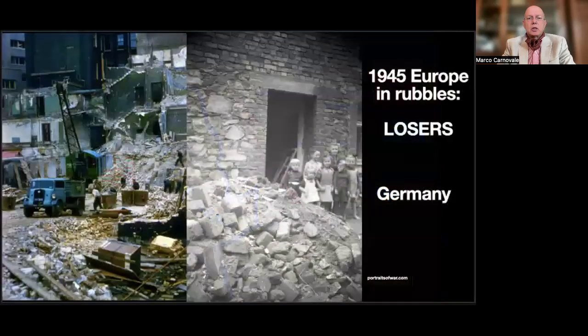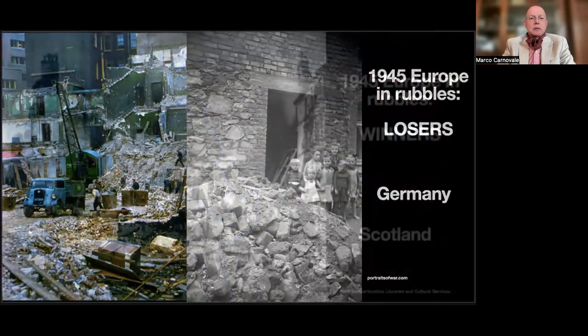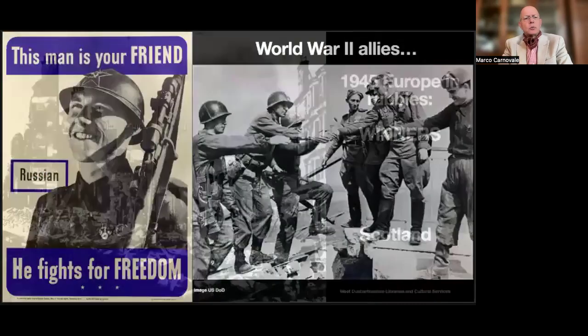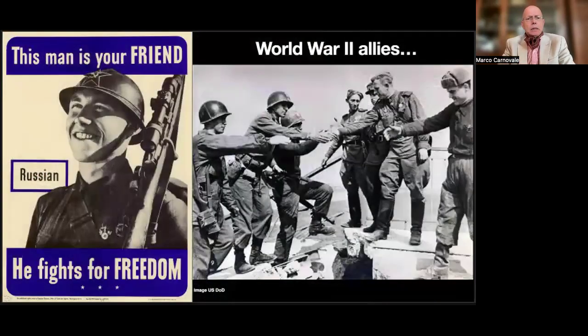So you can see here a typical picture of what a German town looked like at the end of World War II. But a typical, in this case, Scottish town on the side of the winners really didn't look that much better. In this situation, we had the Americans and the Soviets, Western allies, Americans, British, French, and Polish, and the Soviets, who were friends, were allies.